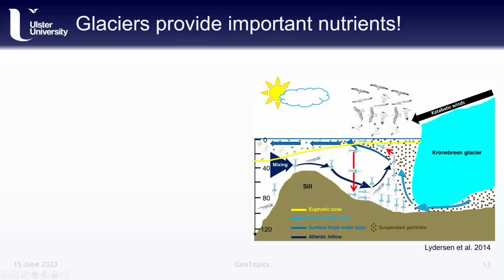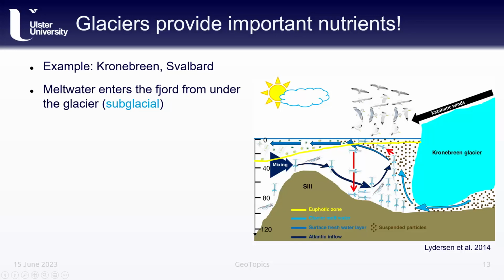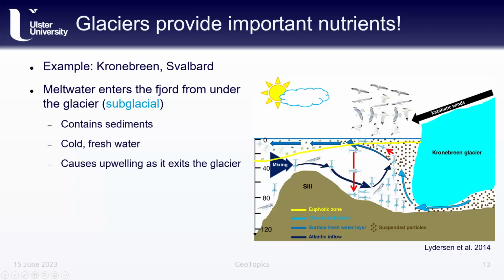And so we're looking now at a schematic showing the Kronebreen, which is a marine terminating glacier in Svalbard. And in a marine terminating glacier, meltwater actually enters the fjord system from underneath the glacier. So it's flowing out under the glacier into the fjord. That water, of course, is extremely cold, and it is also fresh water. It contains sediments, and because it's cold and fresh water, it upwells. So it causes upwelling as it exits the glacier because it is less dense than the saline water that it is replacing.